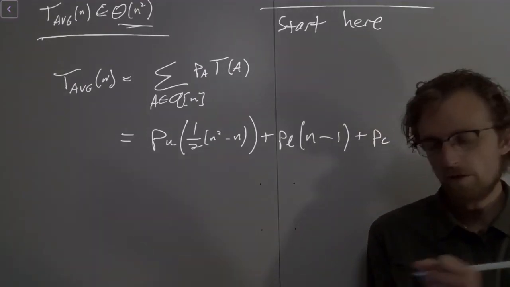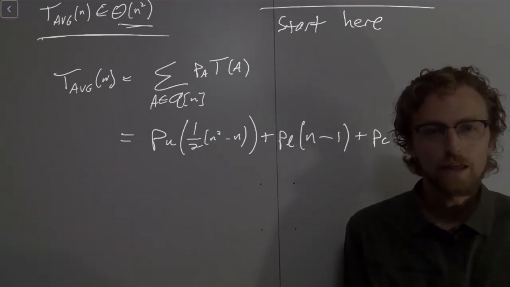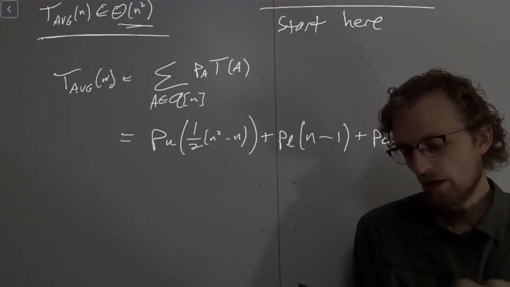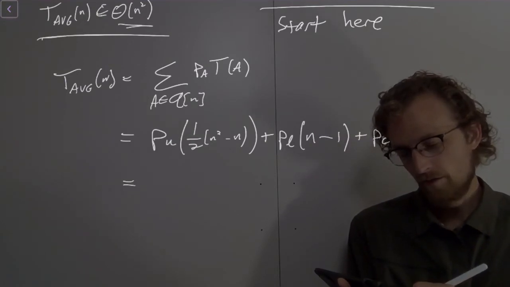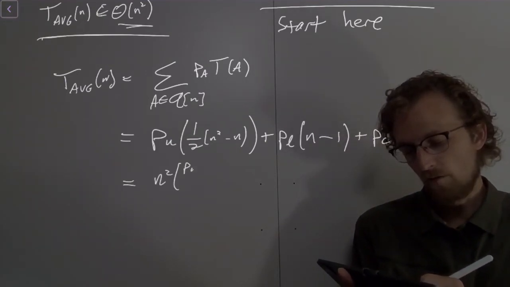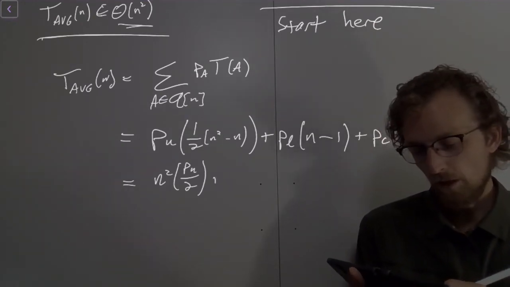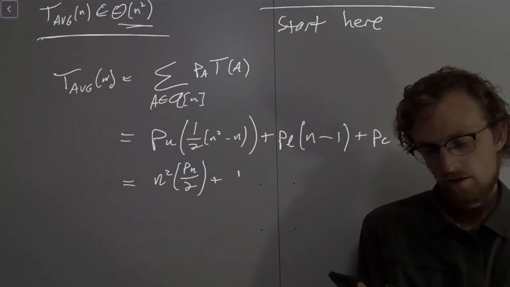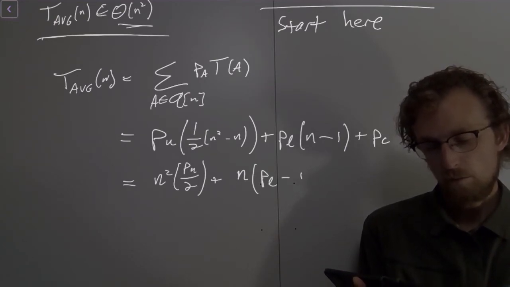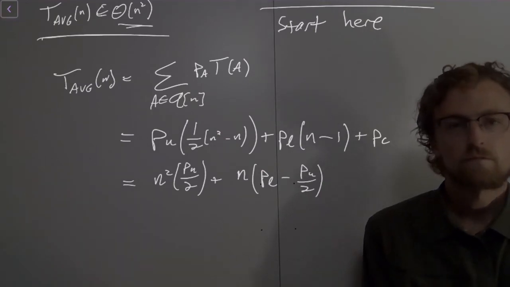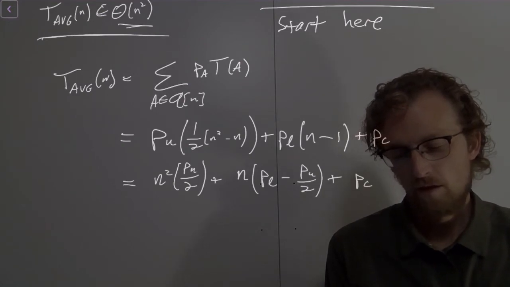Okay, and so here's my expression. So now this is something I can analyze. I can actually do algebra on this, manipulate it around, and see what I get. All right, so what is this reduced to? What I end up with is n squared times PU over 2, so there's an n squared term, that's interesting, plus n times PL minus PU over 2, plus PC minus PL.